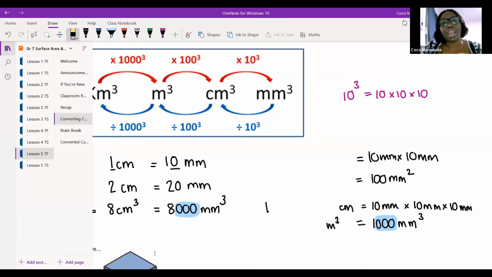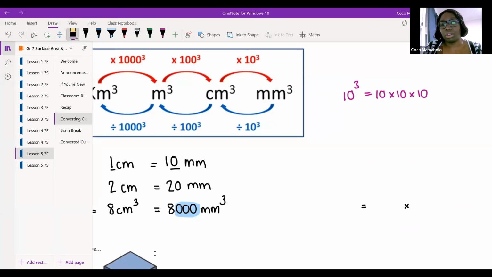Now, let's try another one with just centimeters and millimeters. If I said to you guys, I have 4 centimeters cubed. What is that in millimeters cubed? Yes, absolutely, Sia. The cube is an exponent. It is an exponent. What will my answer be in?